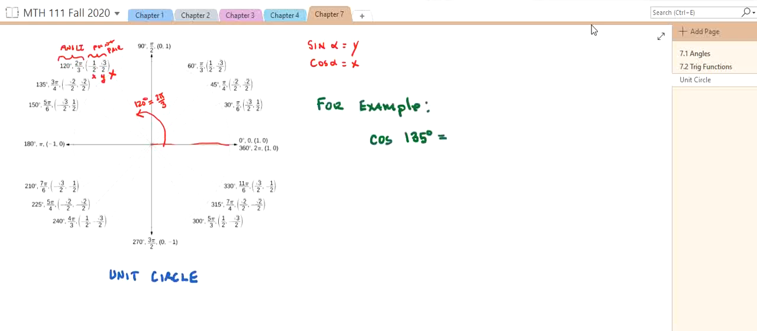For example, let's do the cosine of 135 degrees. Well, again, we start here and we spin around 135 degrees. Well, it's written 135 degrees here. It's actually the very next point on this. So the cosine equals the x value equals minus square root of 2 over 2. Go ahead and check this with the calculator.